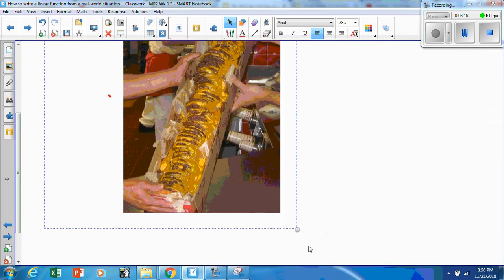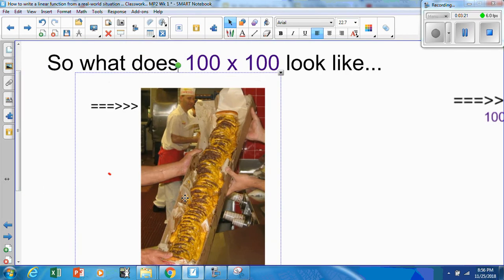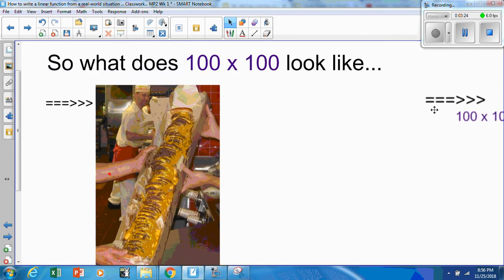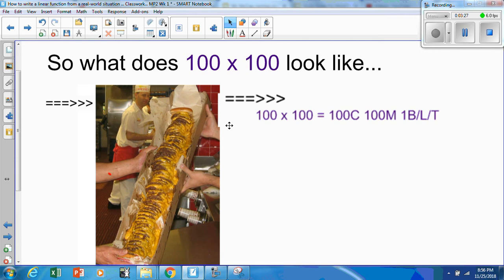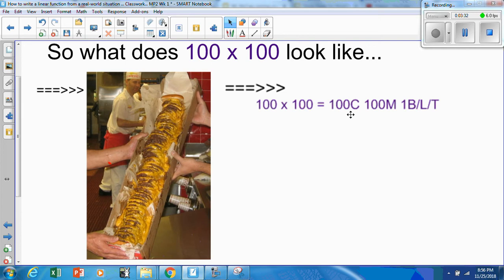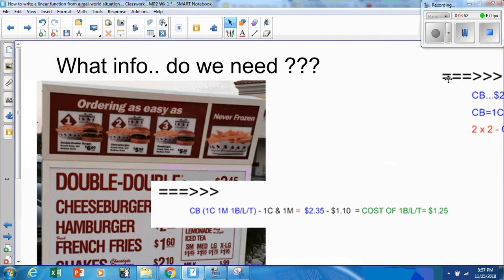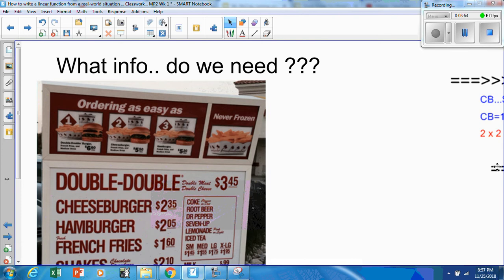What's involved? 100 pieces of cheese, 100 patties of meat, one bun, a lettuce, and one piece of tomato. Man, what is this gonna cost? Well, what information do we need? Well, we'll bring this out individually. First thing that we probably need to acknowledge is not all of this information is all that helpful for us based on what we want.